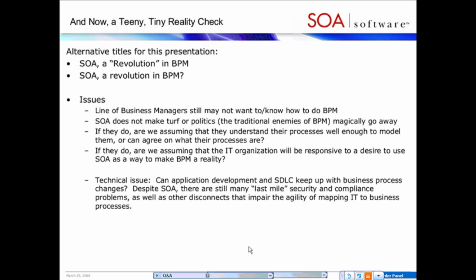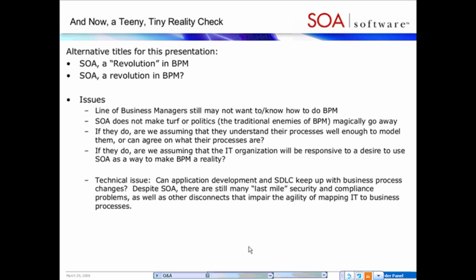And in some cases, we're assuming that line of business managers understand the process well enough to model it, or they can agree on what the process actually is. And if they do agree, we're then conversely assuming that the IT organization will be responsive to a desire to use SOA as a way to make BPM a reality. So there are a lot of real organizational challenges.